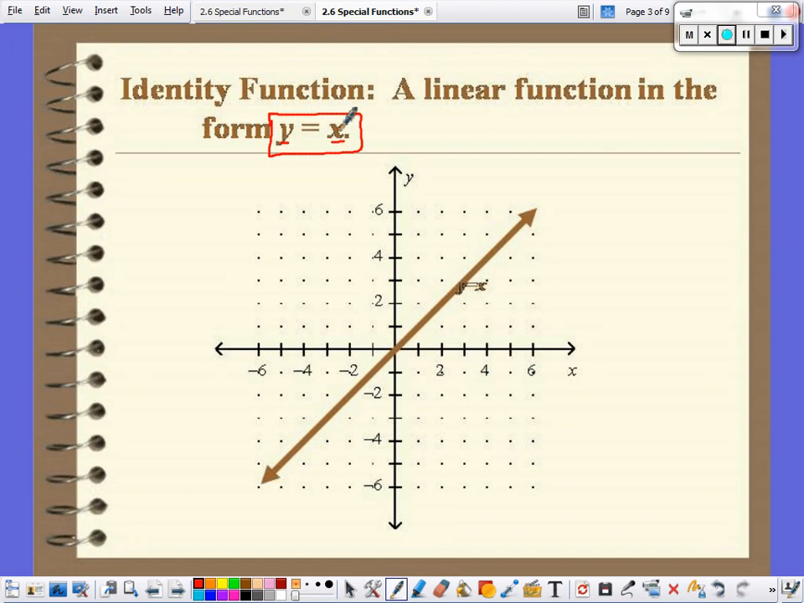This side equals that side. That's the identity. It doesn't change. Okay? And so what we have here is that when x equals 1, y equals 1. X equals 2, y equals 2, and so on. X equals 0, y equals 0. And it creates this line.